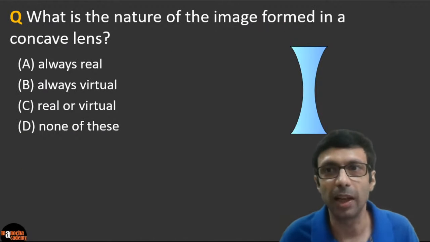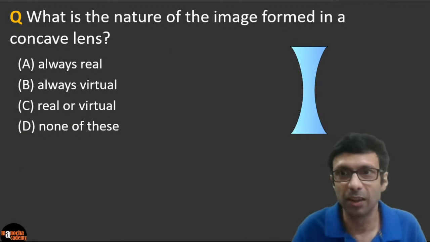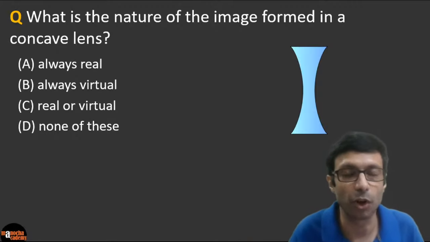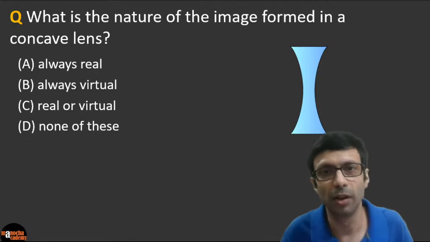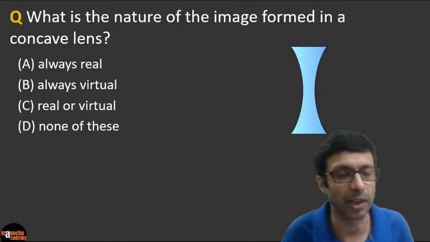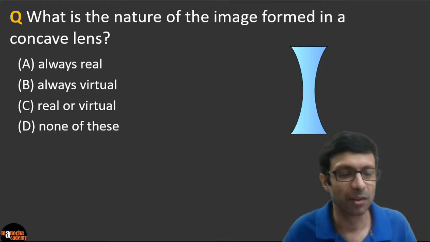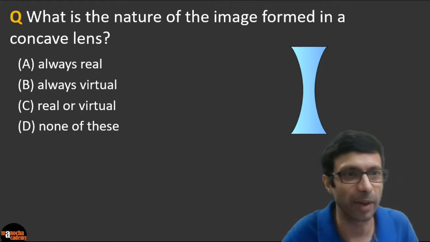What is the nature of the image formed in a concave lens? So guys, you can see I've got this picture here of a concave lens. Is it always real? Is it always virtual? Real or virtual, or none of these? What do you guys think? So come on, I want all of you to participate here.